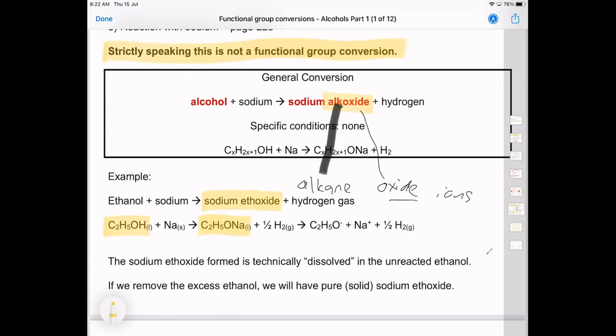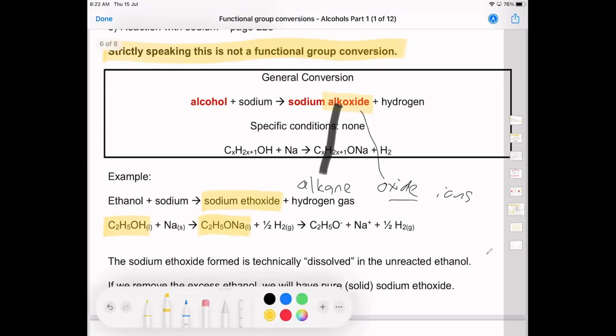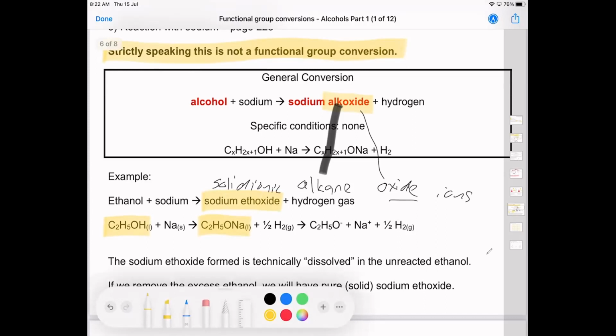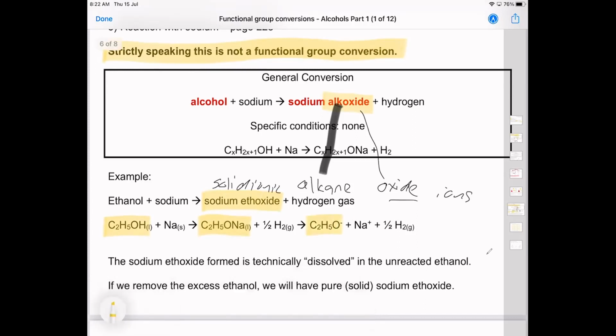So if you remember from ionic bonding, if I have something that's negative and if I have something that's positive, they're technically not bonded together. They'll live together either in a solution, or if they're in solid form, they'll live together in a lattice. Also, it's a solid ionic compound. And if it's already in solution, if it's still dissolved in the ethanol, you'll see that we have the ethoxide ion and the sodium ion separate.